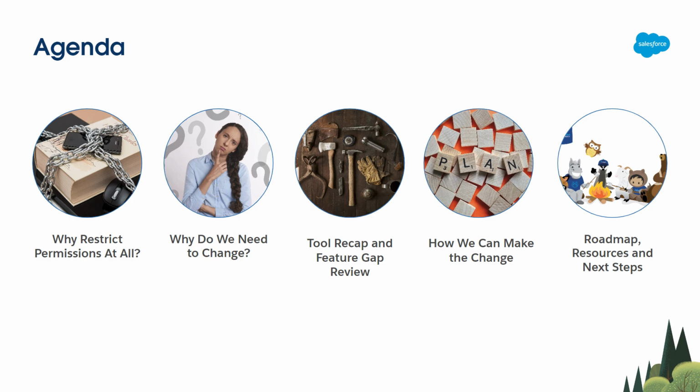So here is the agenda. We'll touch on why we need to restrict permissions at all, why security and our data model and data access model is important. We'll talk about why we're talking about it now. Why are we thinking about changing? We'll talk about the tools that we have to help us with this change and the feature gap. We'll talk about how we should plan and how we should make this change. And then we'll move on to what's coming up and what resources we have and what my recommendation is to you all.